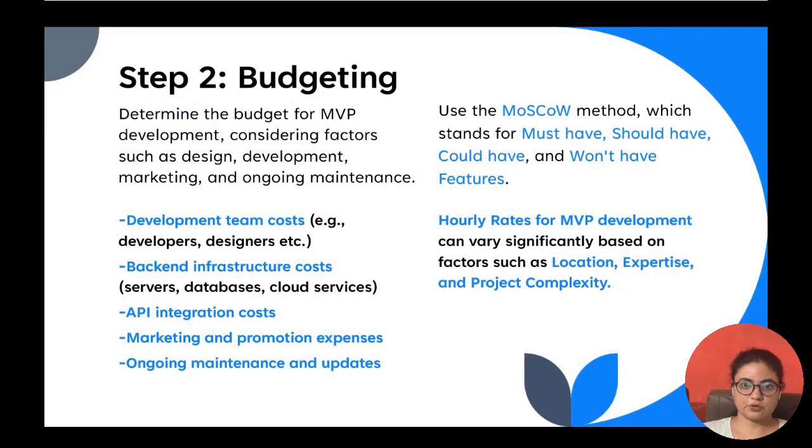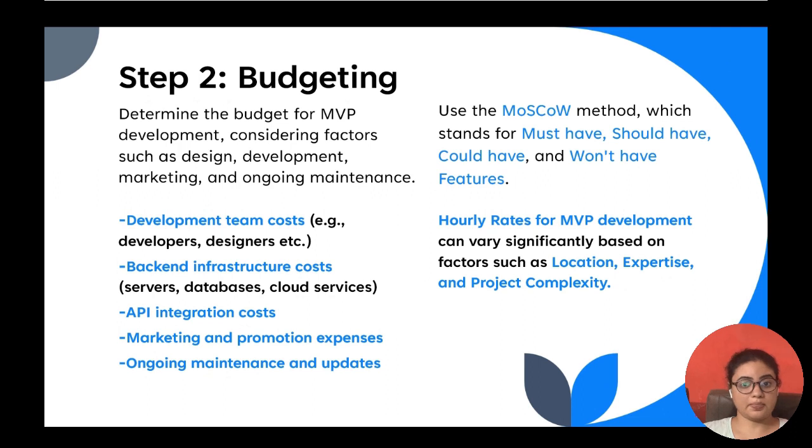So now let's talk about the most important step, that's the budgeting. You have to determine your budget for developing your MVP because it depends on several factors like development team costs, backend infrastructure costs, API integration costs, marketing and promotion expenses, and ongoing maintenance and updates costs. These costs will be essential and you need to calculate them in order to develop your MVP successfully in the right budget, time, and resources.